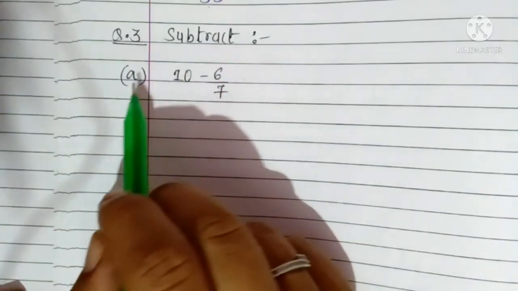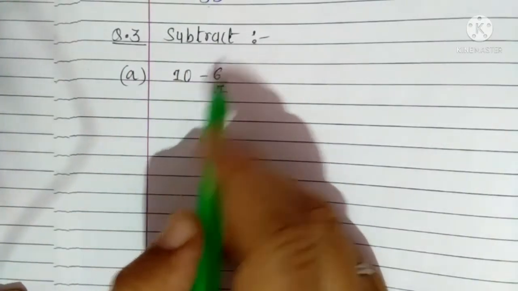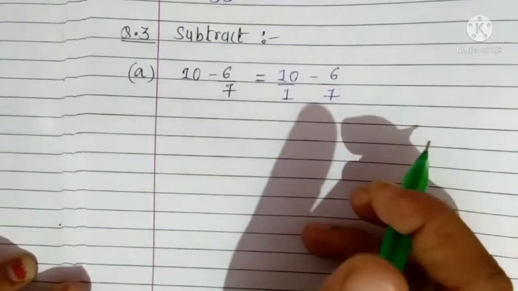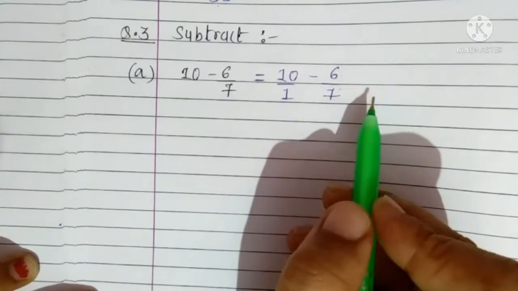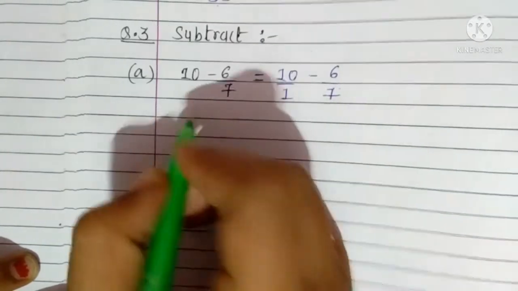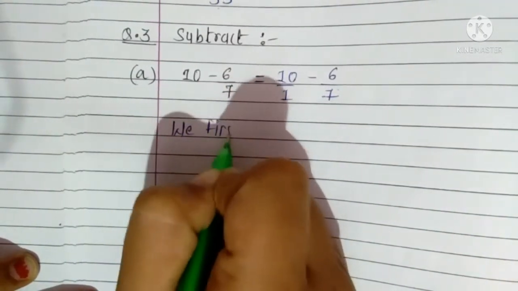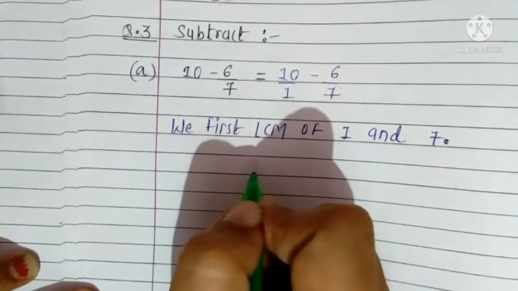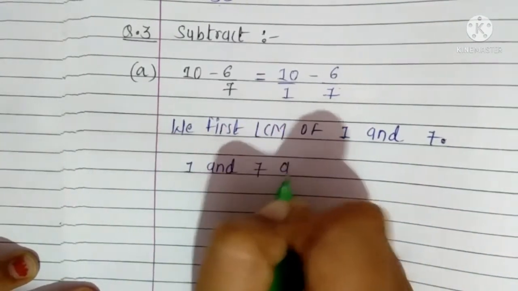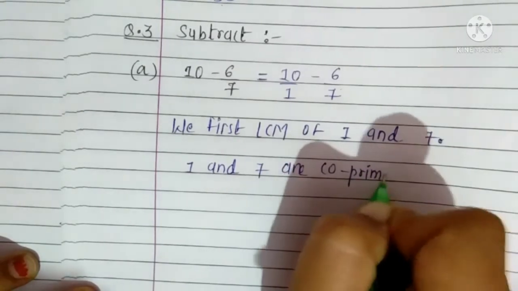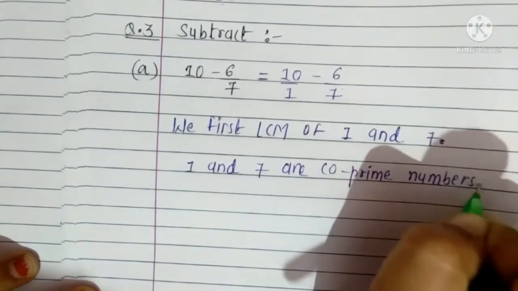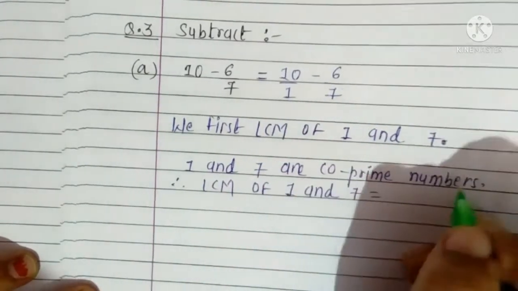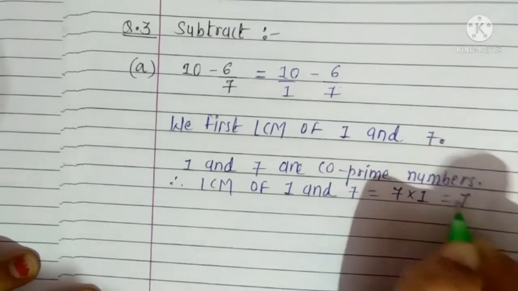Question number 3, subtract A 10 minus 6 upon 7. It can be written as 10 upon 1 minus 6 upon 7. First of all, we convert unlike fraction into like fraction. For that, we take LCM of 1 and 7. We first find LCM of 1 and 7. But 1 and 7 are co-prime numbers. Therefore, LCM of 1 and 7 is equal to product of 1 and 7 is equal to 7.